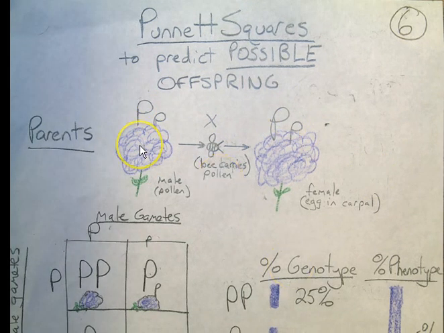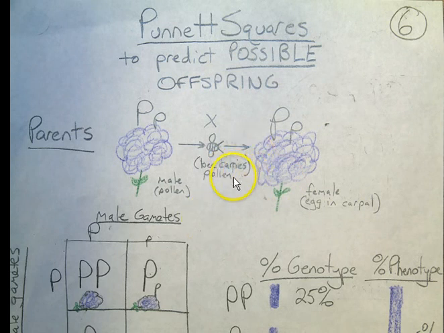This one is going to represent the flower that produces the male gametes found in the pollen. That's what the pollen turns into after it lands on the other flower, into 2 sperm. We'll talk about that in a future class. Here's the bee carrying the pollen, basically taking the male gametes from the first flower and transferring it to the female parts of the second flower. The female has the eggs in the carpel, and the carpel is just the center part of the flower that stores those eggs, the female gametes.